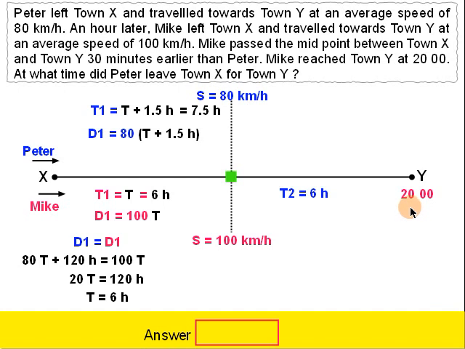So at what time did Mike start? 2000 hours minus 6 hours. 6 hours before 2000 hours is equal to 1400 hours. That means, converted to PM, 2 PM. Mike left 1 hour after Peter, so Peter left 1 hour earlier, which is 1300 hours, or 1 PM. So the answer is 1300 hours.